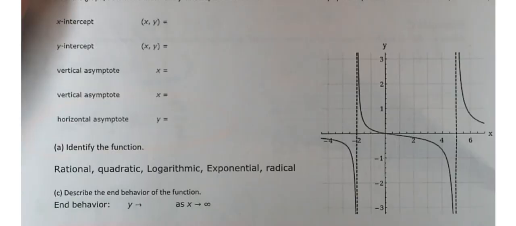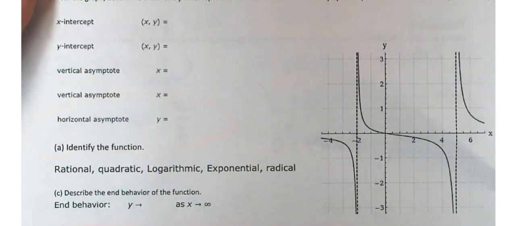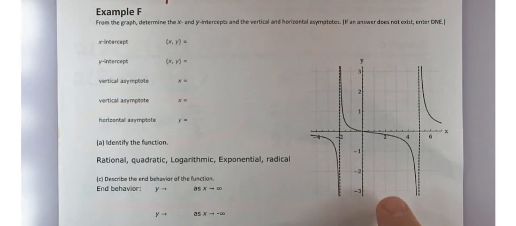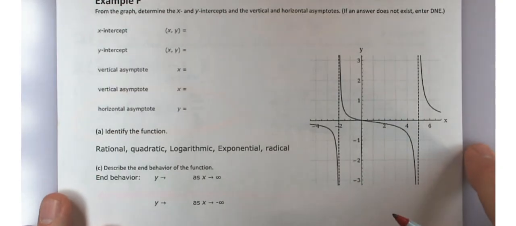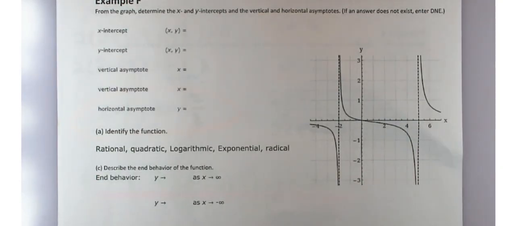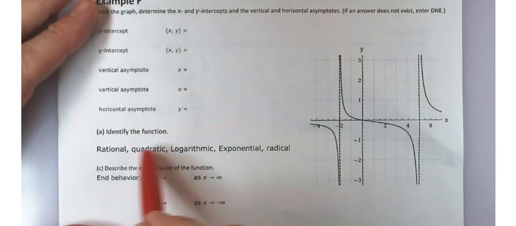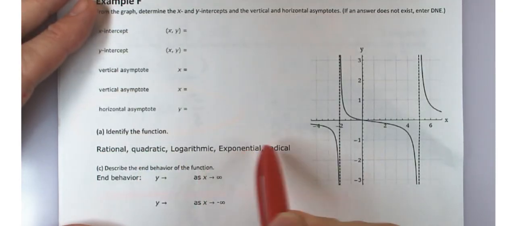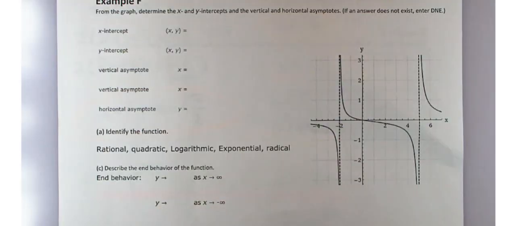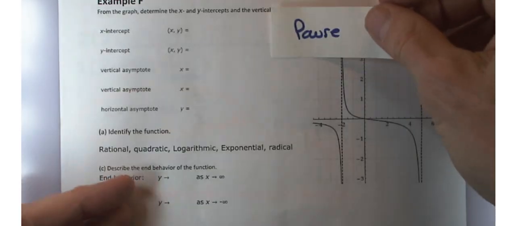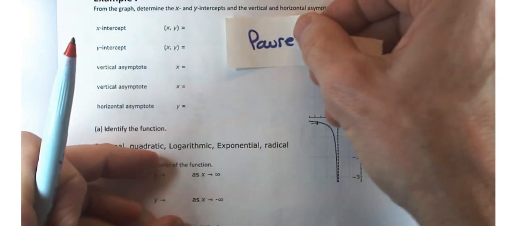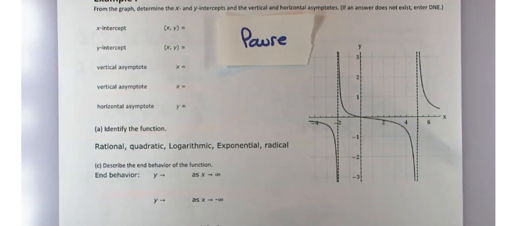Why don't you see if you can test yourself on some things here? So pause. There's no calculation. It's just answering some questions here. Find the x-intercept, the y-intercept, the vertical asymptotes, horizontal asymptotes. Is the function a rational polynomial, a quadratic, a logarithmic, exponential, or radical? And then maybe fill in some notation here. If you're watching this later, pause the video for yourself and give yourself a chance. All right, fill in those for example F here.